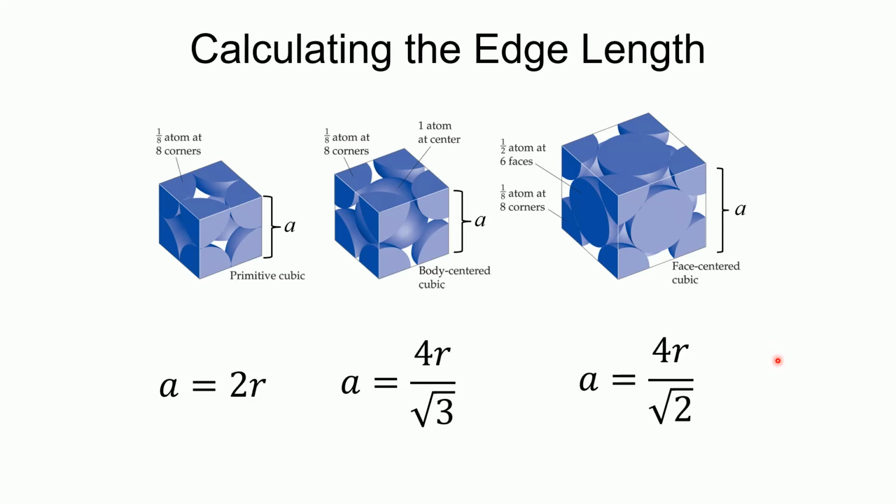Well, we can use these numbers to calculate edge length if we know the radius, and the radius if we know the edge length. And we can even calculate the density of a particular metal given this information. So we're going to go to number 62, and this is the last one. It's actually chapter 12 instead of 11, but oh well.